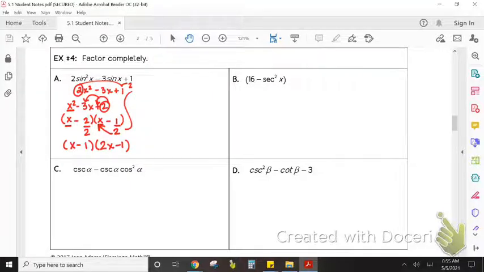So this is my 2x squared minus 3x plus 1 factored out. The only thing is I didn't have x in my problem, I had sine of x. And so I'm going to go and plug that back in now. So I've got sine of x minus 1 times 2 sine of x minus 1. And that is our factored form.